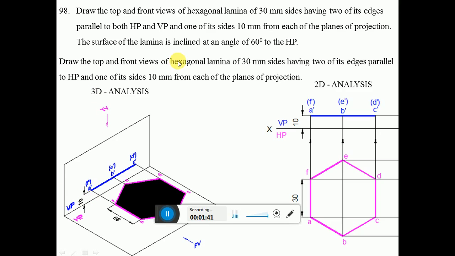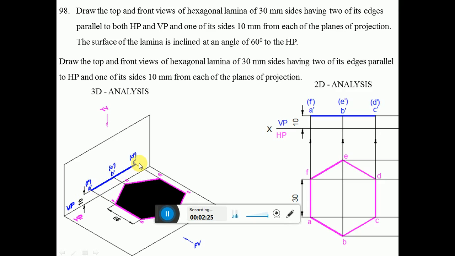So the initial condition is the sides AF and CD made perpendicular to VP, and obviously they should be parallel to HP. Since it says one of its sides is 10 mm from each of the planes of projection, we take 10 mm above HP and draw a line. This is a case wherein the surface is parallel to HP because all the sides are equidistant from the horizontal plane. Since it is parallel to HP, that surface will be perpendicular to VP. That is the reason why you are getting a line here.